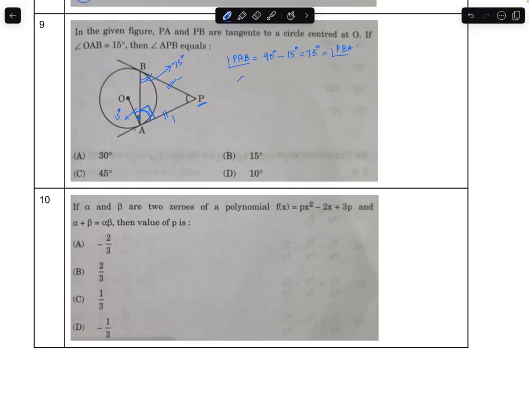Now let's look at the triangle PAB. In this, if we apply the angle sum property, 75 plus 75 plus angle APB is equal to 180. So angle APB is equal to 180 minus 150, which is 30 degrees. So the answer is option A.